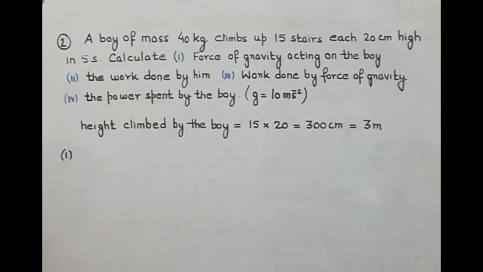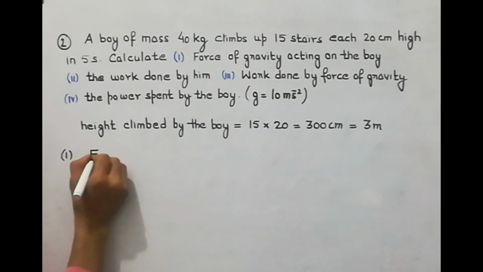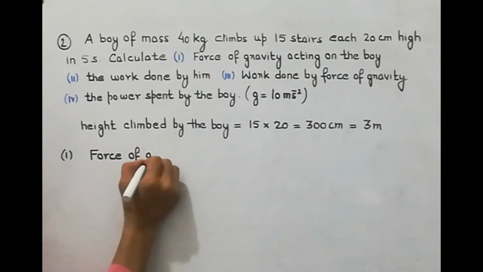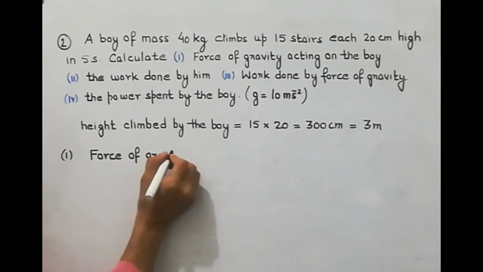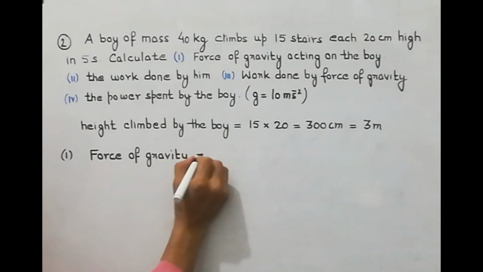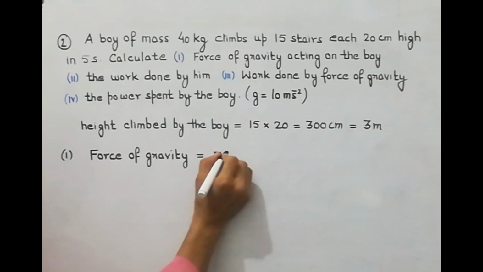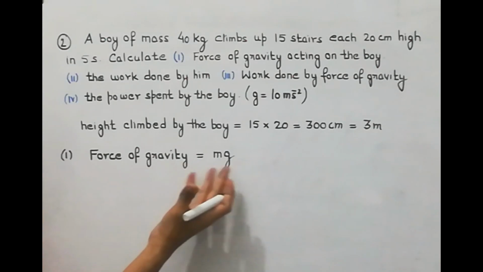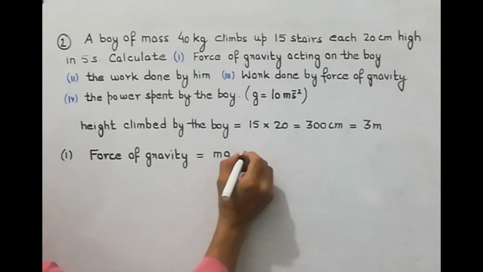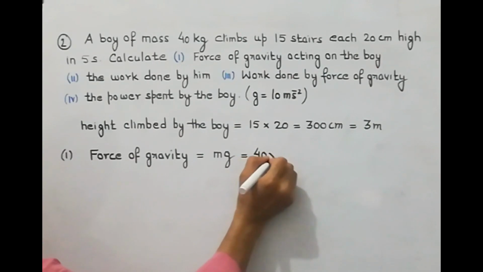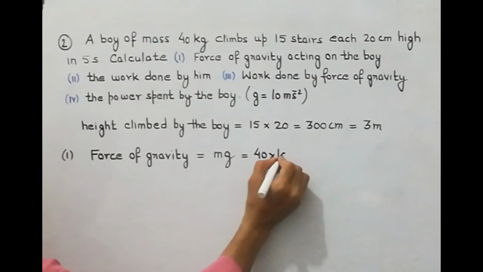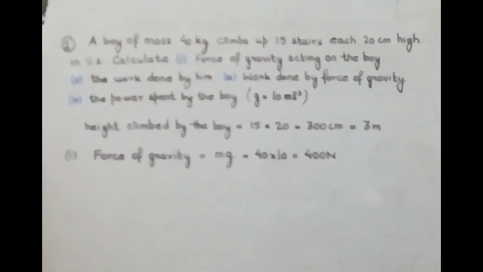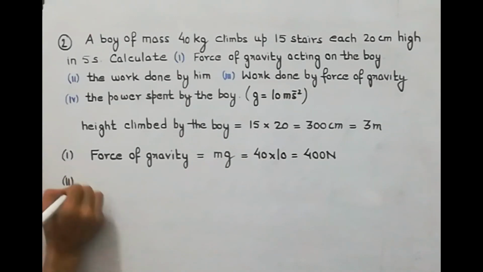Force of gravity. Now let us write the formula for force of gravity. Mass into gravity. That's the formula for force of gravity. Wherever you get the weight of the body, that is called the force of gravity. So mass of boy is 40 and the gravity given is 10. So 400 Newton. This is the force of gravity acting on the boy.